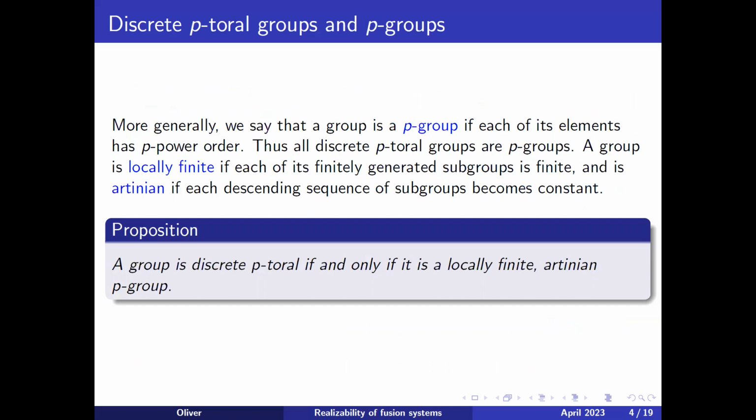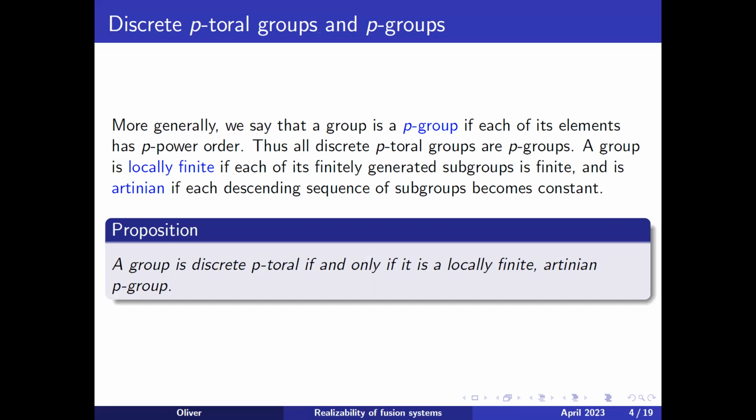This is just a comment on the side, most of which isn't going to come up later in the talk. The only thing that comes up is the term p-group, which I'll be using to mean a group, each of whose elements has p-power order for a given prime p. That's just an extension of what p-group means to certain infinite groups. In particular, it's easy to check that all discrete p-toral groups are p-groups in this sense.